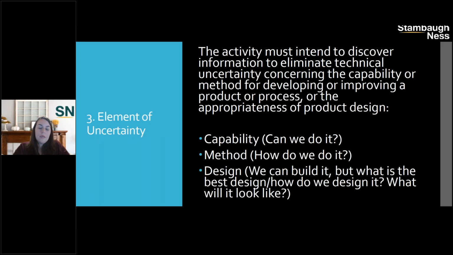The next test is there has to be an element of uncertainty. At the outset of the project, there was some type of technical uncertainty, whether it would be your capability, the methodology, what the final form is going to look like. How are we going to do it? What's the design going to look like? What's each little detail going to be? What system are we going to choose? What building material is going to be needed? What type of foundation is the project going to have? So the business component is intended to discover information that would eliminate the uncertainty concerning the development of this product or process or whatever your project is.